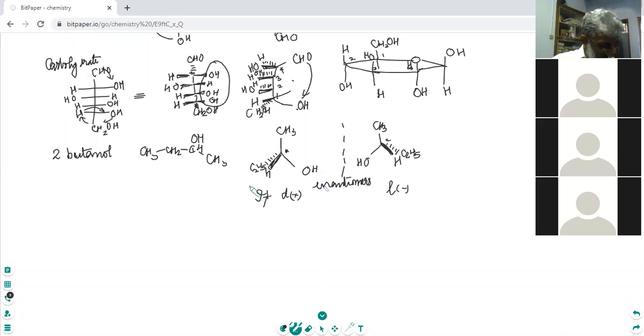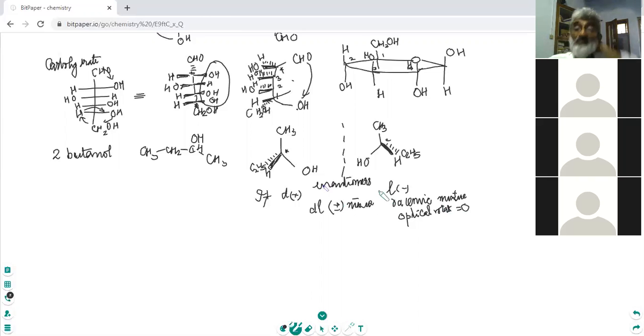If you take an equal mixture of this, which you call a DL mixture or plus minus, this is called a racemic mixture. Its optical rotation is 0. You must be knowing, equal amounts of two substances will rotate one to the right and the other to the left, and so the net rotation will be 0. So that is what is called a racemic mixture.